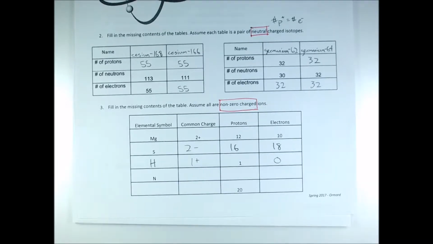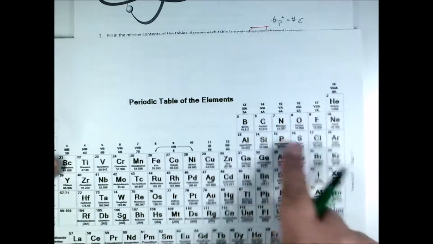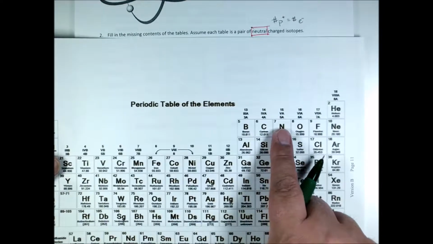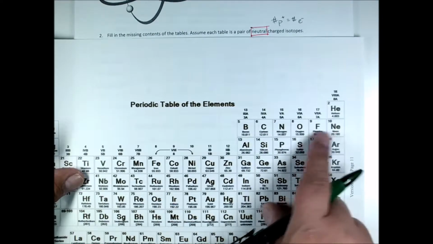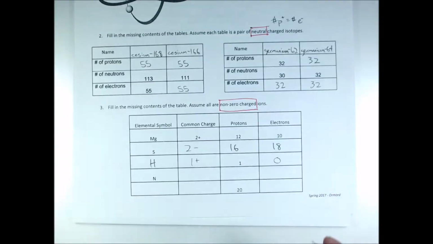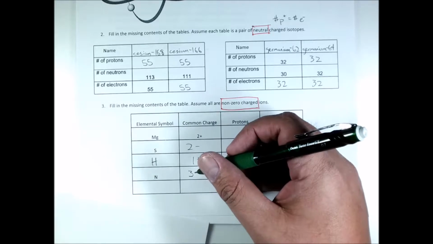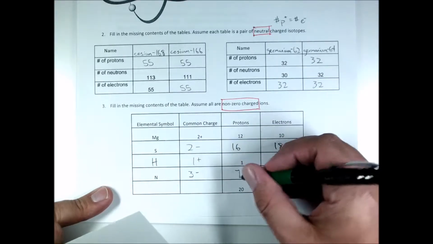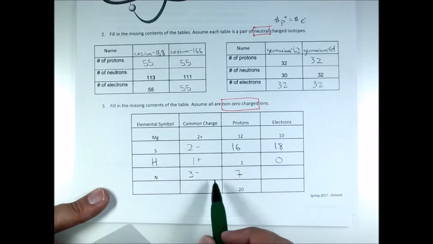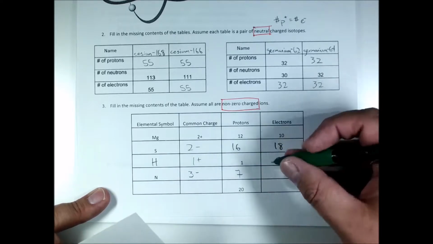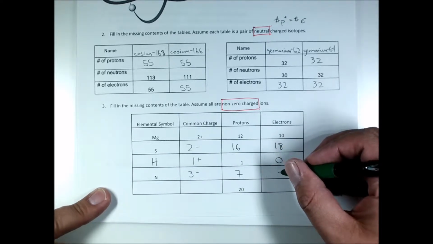All right, nitrogen. So nitrogen is also a nonmetal here. It is in the 5th row, which is 3 over from the noble gases. So that gives it a common charge of 3-. And then element number 7. And then we should have 3 more electrons than protons due to the minus charge, so that gives us 10.